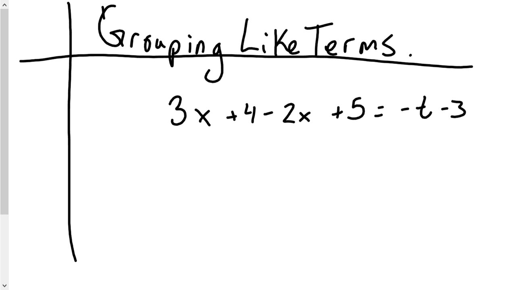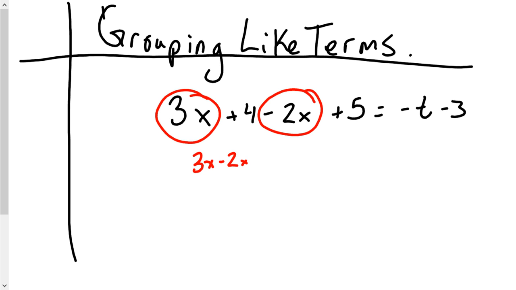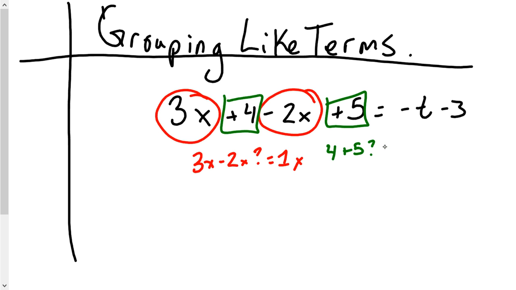So if we look at this, the first thing, I like to shape code things. I know this and this are going to combine. So that really says, what is 3x minus 2x? Well, that equals 1x. Okay, and let's look at this one. I got a positive 4 and a positive 5. So what is 4 plus 5? Well, that's 9.